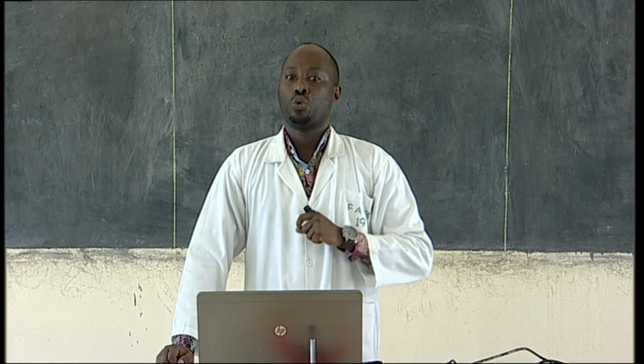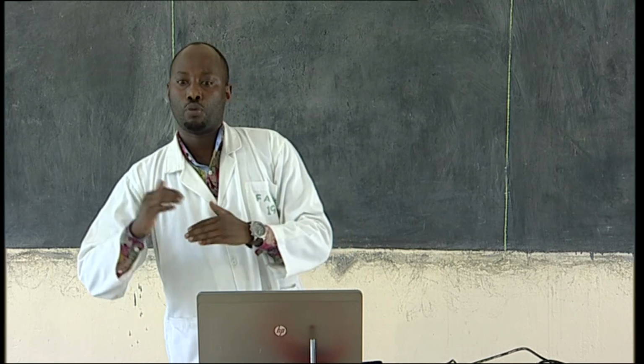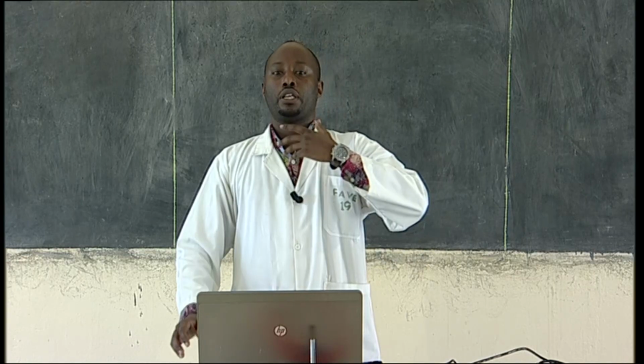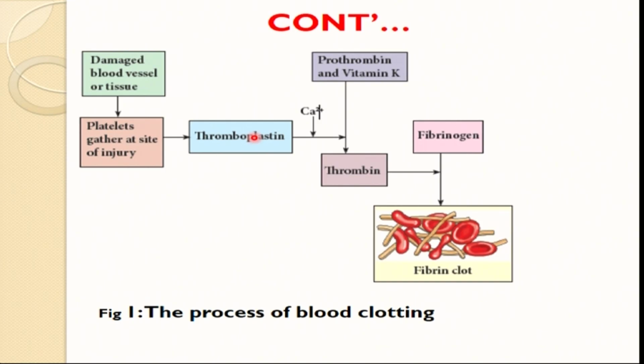The second step is to stimulate what you call a thromboplastin. Once the platelets have gathered at the site of injury, that stimulates an enzyme called thrombokinase. That thrombokinase will activate the production of thromboplastin. Once the thromboplastin is released, we are on the third step of blood clotting.